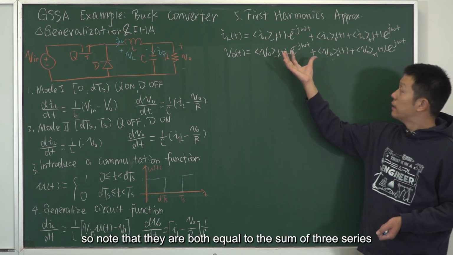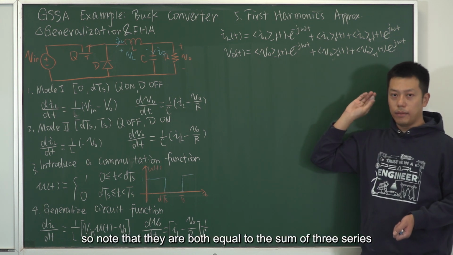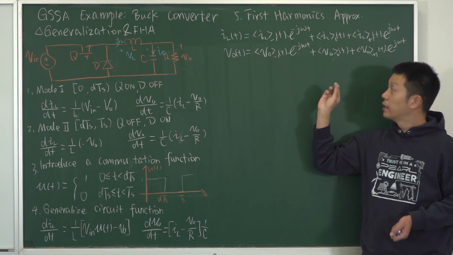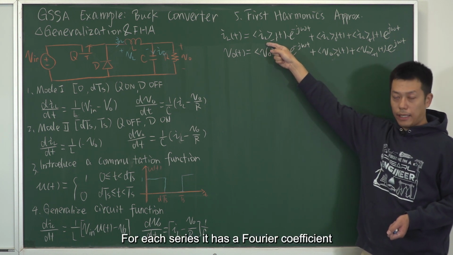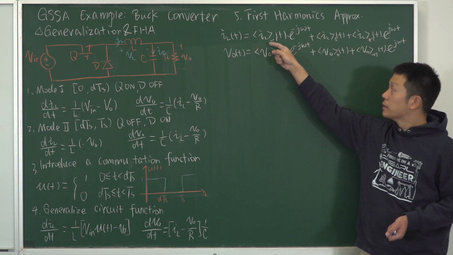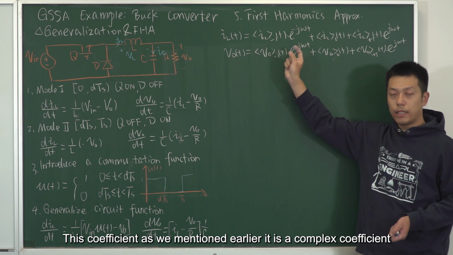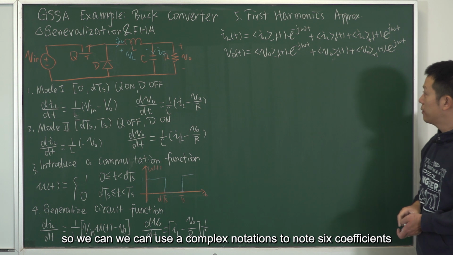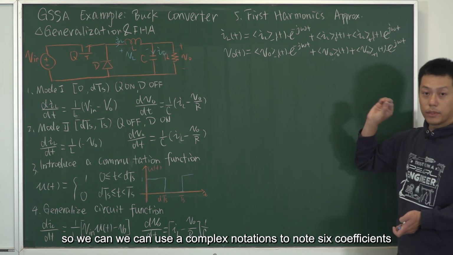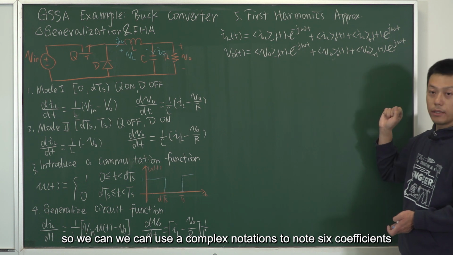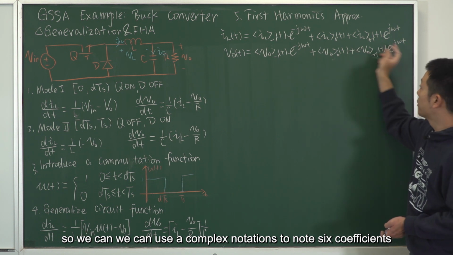So note that they are both equal to the sum of three series. For each series, it has a Fourier-like coefficient. This coefficient, as we mentioned earlier, is a complex coefficient. So we can use complex notations for those 6 coefficients.